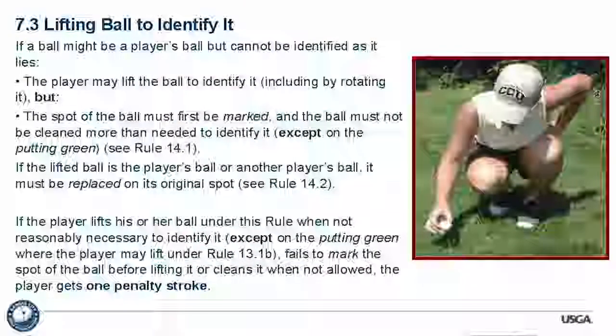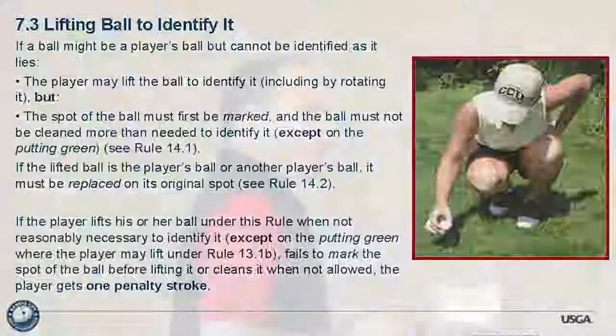All right, the ball might be a player's ball, but it cannot be identified, so we've got this process that's a lot less strict and severe than it used to be. It's not as formal. We're not asking somebody to come over and watch you do it anymore. So the player may lift the ball to identify it, including rotating it, okay? But there's a certain couple of things that have to happen. The spot of the ball first must be marked, and the ball must not be cleaned more than necessary to see an identifying mark. This is one of the 4 times that you cannot clean your golf ball in the rules of golf. Okay, you can just rub a little bit off of a piece of dirt or grass that might be covering the number or covering your mark, that's fine, but you cannot clean the entire ball. You'd be on the hook for a penalty there.